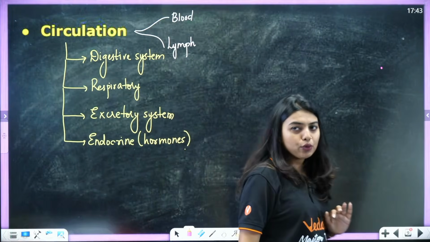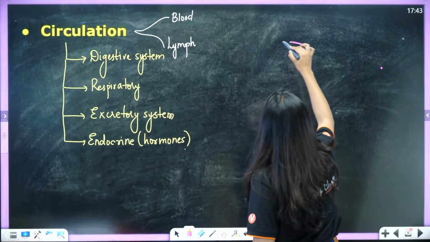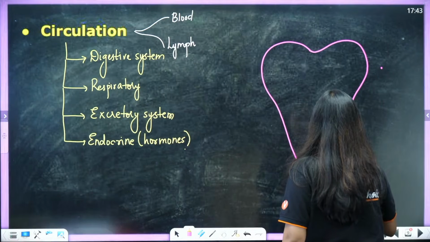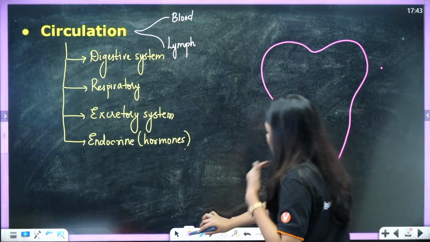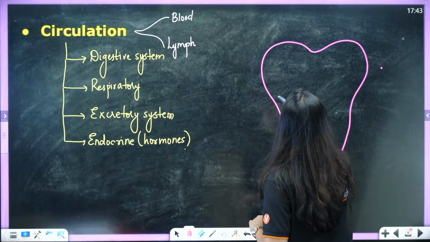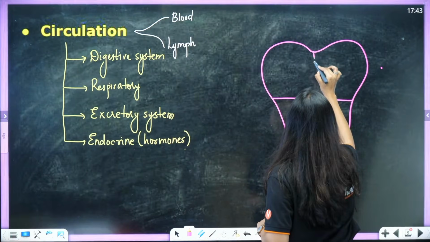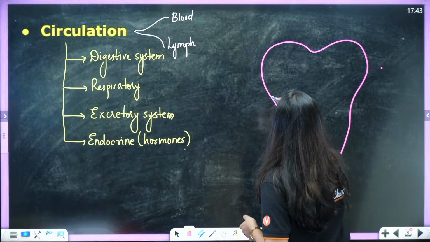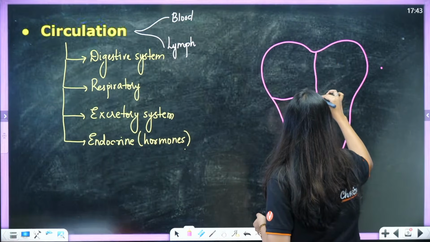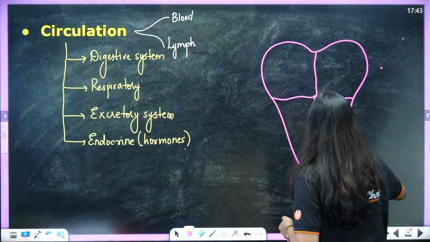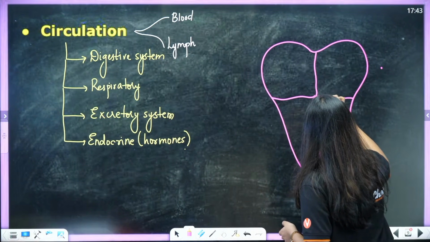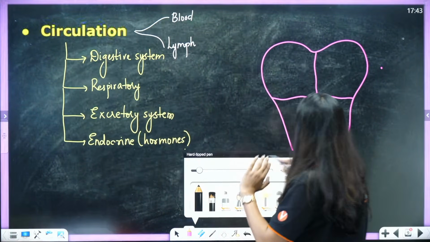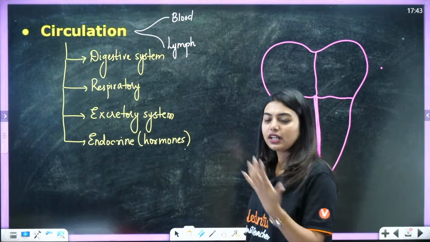Let's draw one nice, beautiful heart. So when I talk about your circulatory system, you should think about the pumping organ, the pumping organ that will supply whatever has to be supplied. Yes or no? So I can basically divide my heart into 4 parts. I'll draw the septum. The first thing I have to remember is my organ, the pumping organ that is going to do all the job.